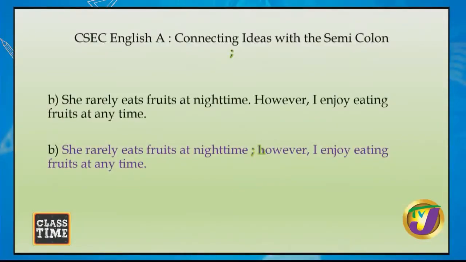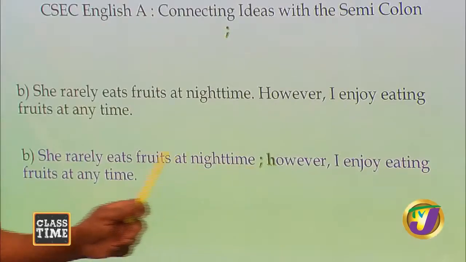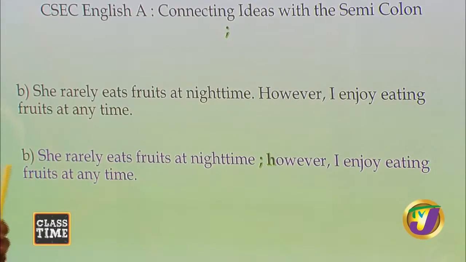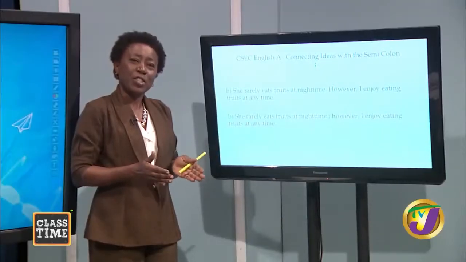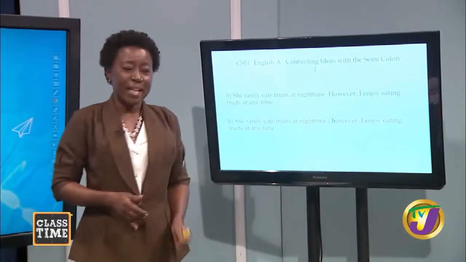So notice what I have done here. I have removed the capitalization, and I have lowered it to the common H in order to rewrite the sentence. She rarely eats fruits at nighttime; however, I enjoy eating fruits at any time. So two independent clauses are to be connected with a semicolon to show the relationship between the two ideas. The two ideas are complementary, and when that happens, you insert the semicolon to show the connection.